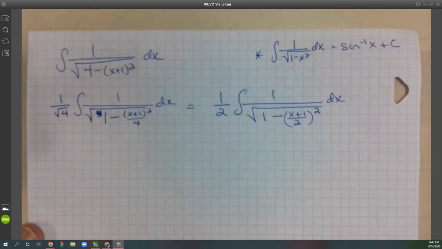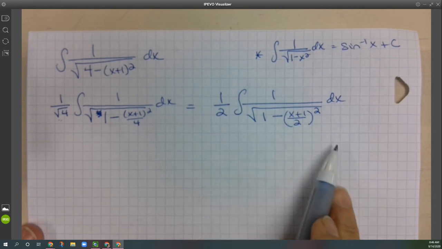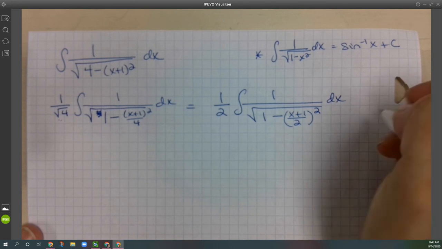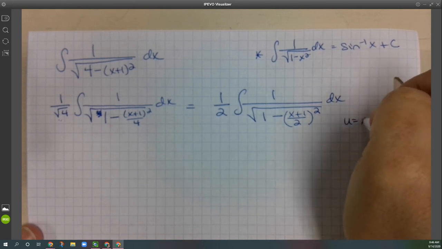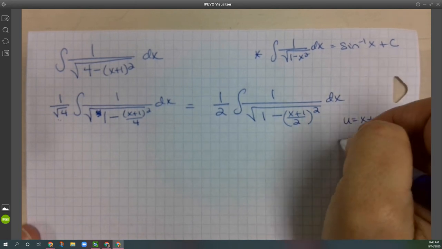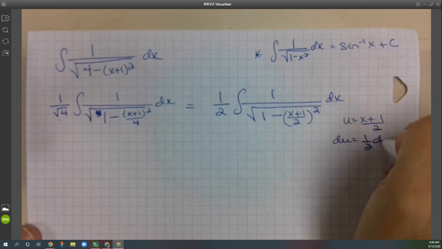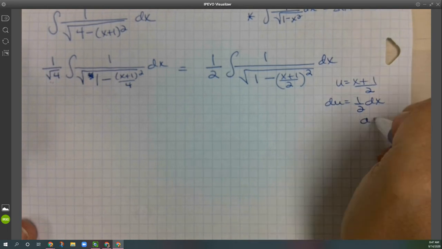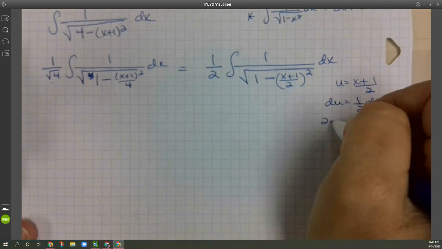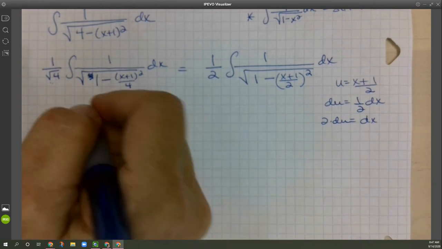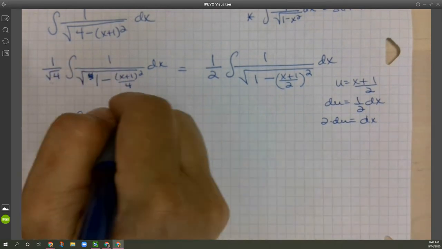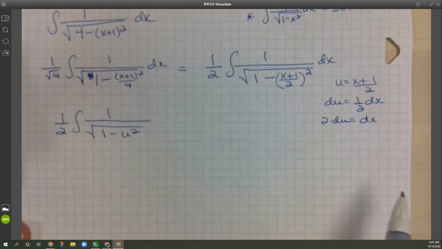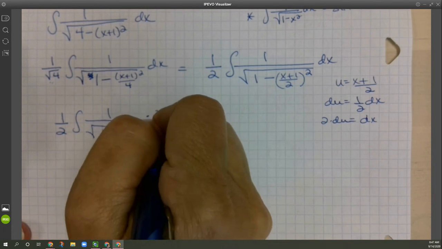And so now we're in a form where I've got that 1 there, but I have this expression in the x, or the something, spot. So I'm going to do u substitution. u is equal to x plus 1 over 2. du is going to be 1/2 dx, just like we saw in the previous example with inverse tangent. And if I multiply that 2 over, dx is equal to 2 times du. So I'm going to rewrite the integral: 1/2, 1 over the square root of 1 minus u squared, and then in place of dx, I'm going to put times 2 du.